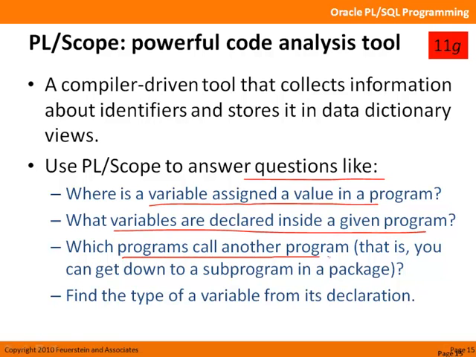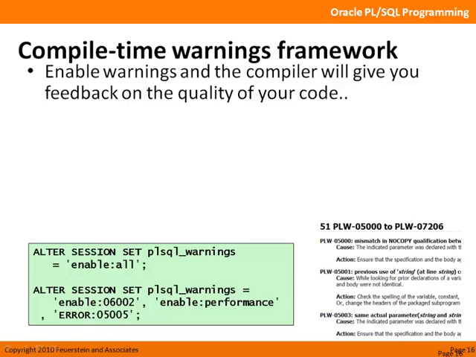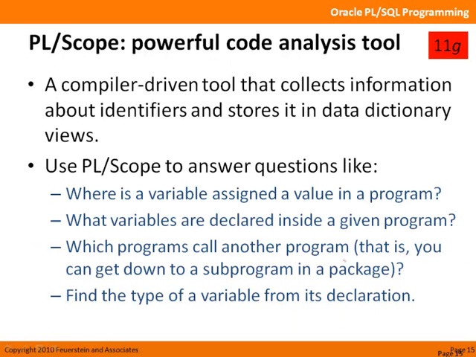Which programs call another program, taking me down to the subprogram in a package? In other words, which of my program units depend on package A.program B, which is not available in the dependency information views, and find the type of the variable from its declaration. So PL/Scope in general gives me access to information that was never before available. And the way it does that is by populating a view called ALL_IDENTIFIERS. And again, what I wanted to do is simply make sure that you know PL/Scope exists in Oracle 11. In the Effective Management series, I will go into detail about how to use PL/Scope and what it does for you. But if you're interested in getting answers to questions like this, PL/Scope is the answer for you.